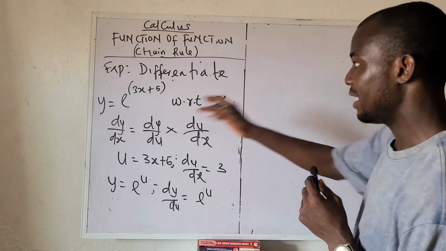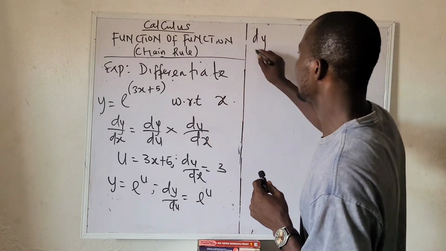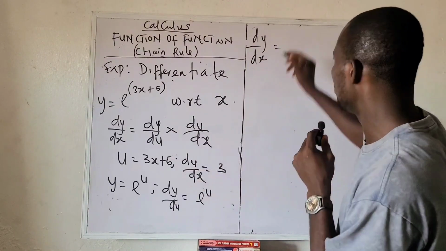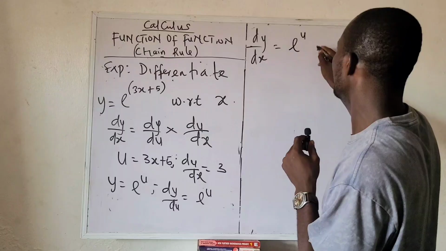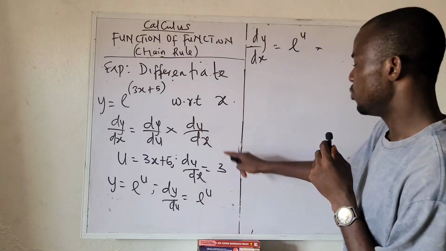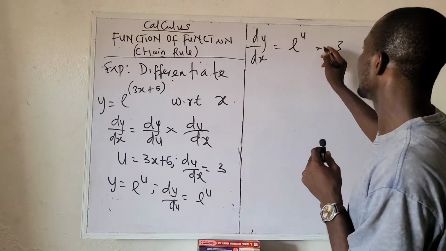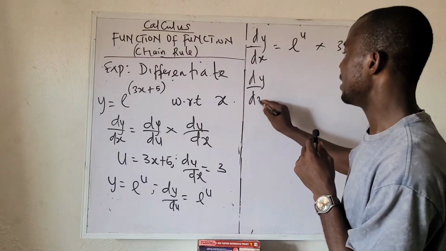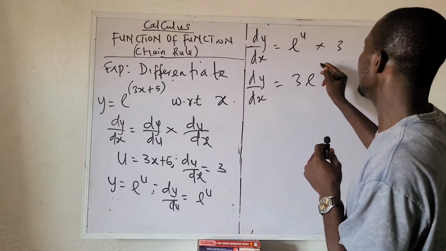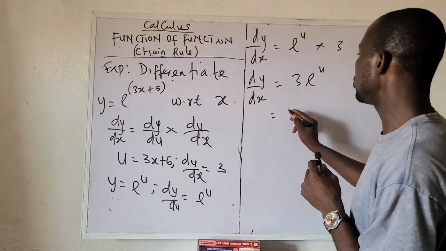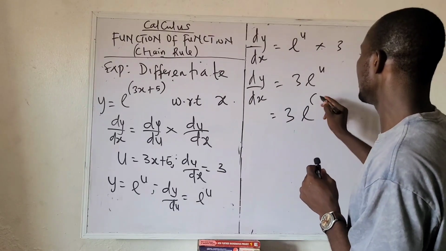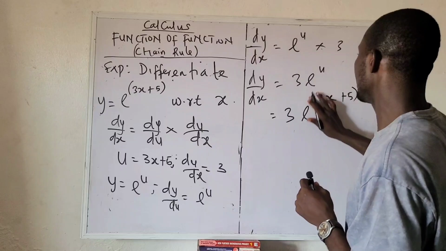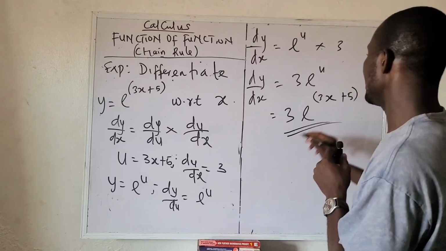Now we go back and say our dy over dx, which is dy over du, e raised to the power u, times du over dx, that is 3. So our dy over dx equals 3e raised to the power u, and this will be 3e raised to the power 3x plus 5, and that is our answer.